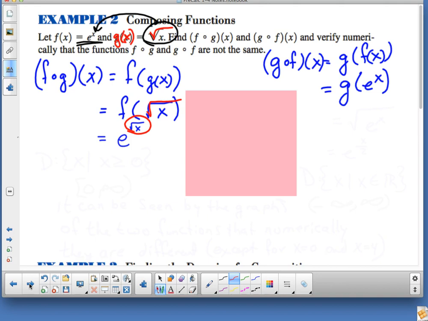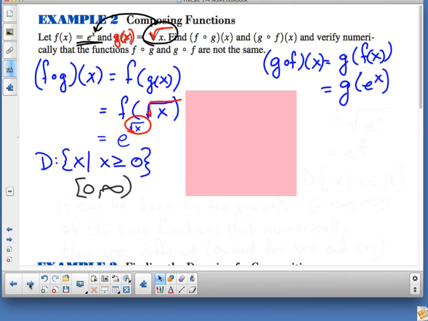Are you all right with what I did? Yes or no? Now, keep in mind, e to the x power has a domain from negative infinity to infinity. But the square root of x has a domain from 0 to infinity. So as I'm stepping through, it's got to be greater than or equal to 0, or I go 0 to infinity like that, as I talk about the domain of my function. Does it make sense how I'm finding my e to the square root of x power?